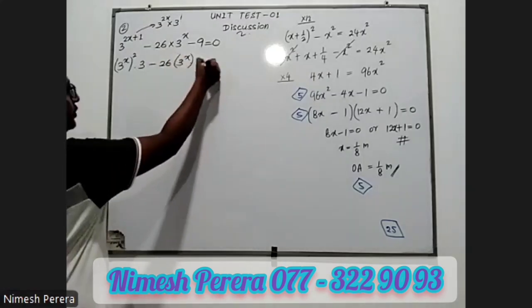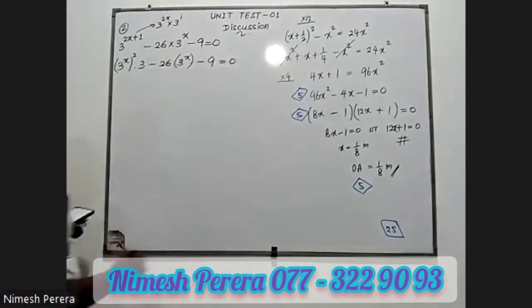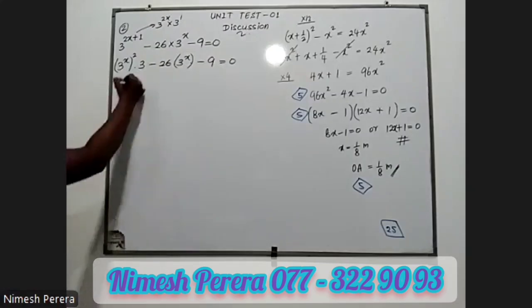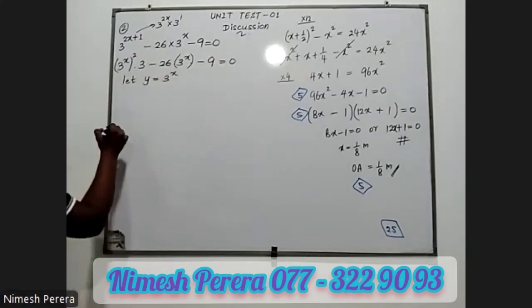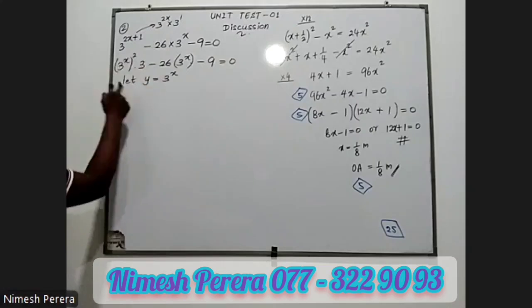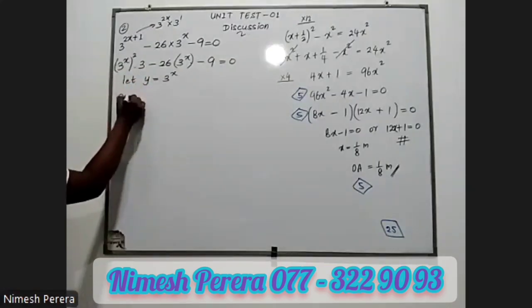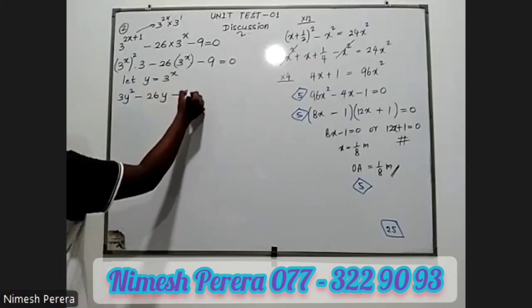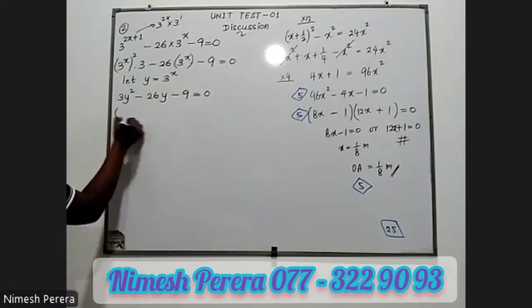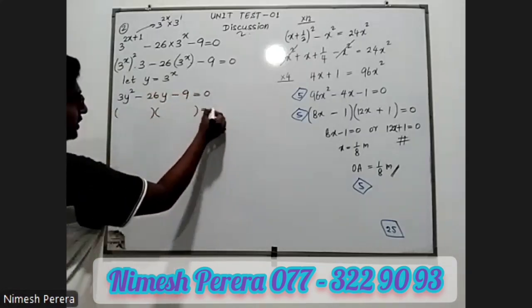Here we are going to give a substitution for 3 to the power x. Let y equal 3 to the power x. Then here it is y square into 3, 3y square. Here 26 into y minus 9. Now you can factorize this quadratic equation.